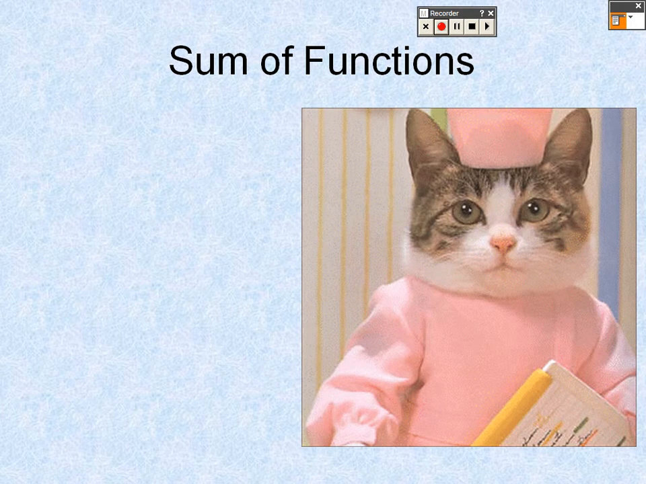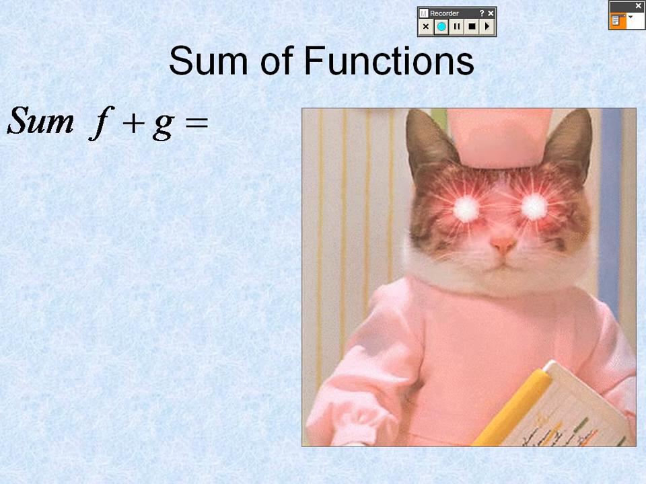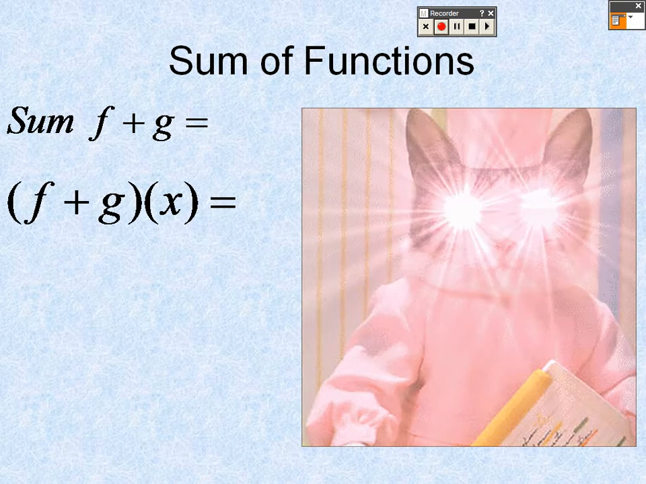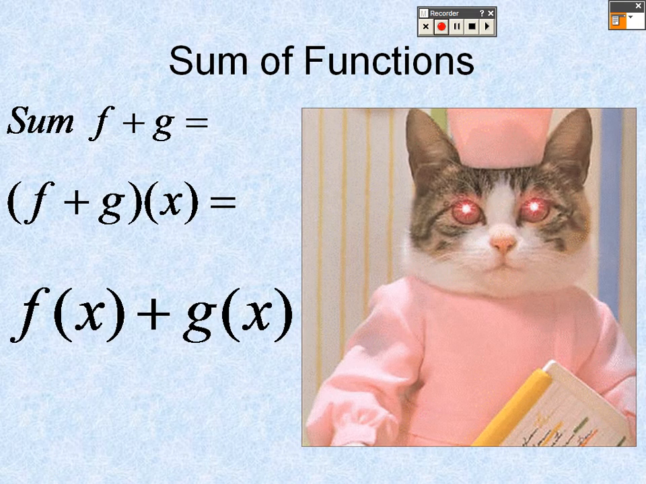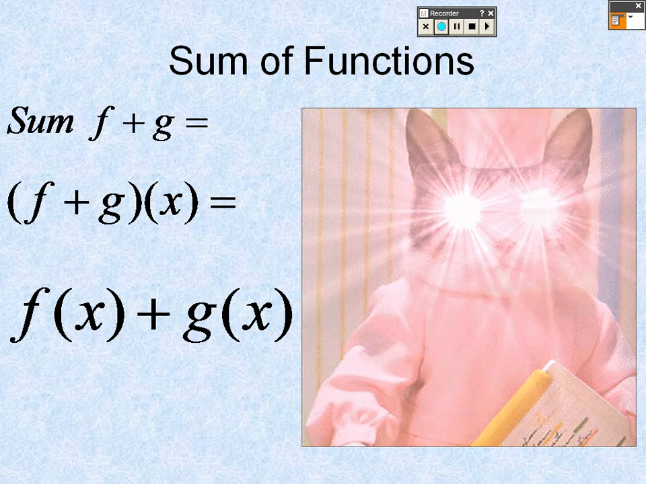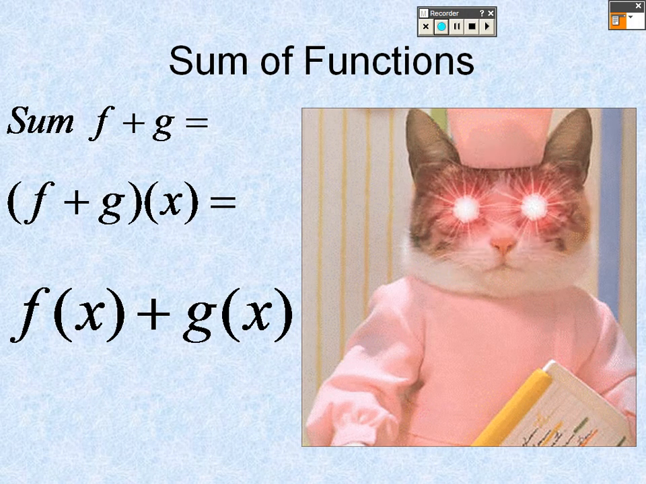Sum of functions. Basically, that is just taking the first function and adding it to the second function. That's what we call f plus g. And this is how you might see it written, f plus g of x. You might also see it written as f of x plus g of x. So it's just a couple different ways of saying, take two different functions and add them together.